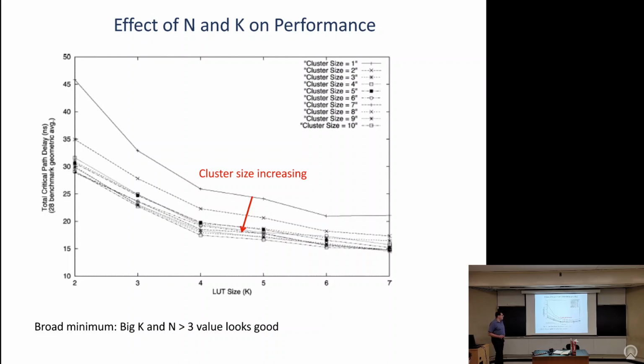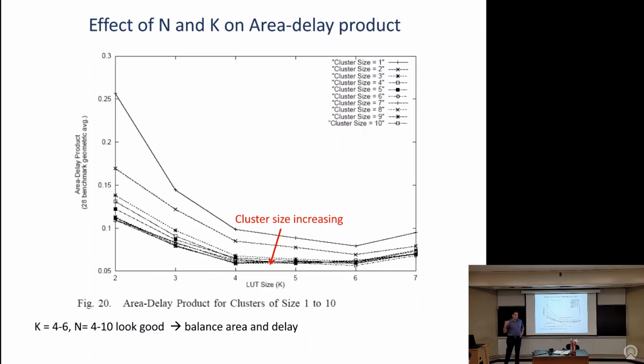Okay, so again, if we want to pick one thing to optimize in an FPGA, you'd pick area delay product. If we do that, we find there's again a broad minimum. Now anything between 4 and 6 lookup tables looks pretty good. And we want reasonably large clusters, anything from like 4 to 10. But we've got a pretty broad minimum at this point. And all of those, the ones over here at a LUT size of 6, are faster but bigger. The ones over here at a LUT size of 4 are slower but smaller. But they both have similar area delay product.